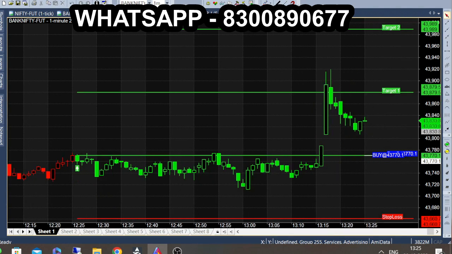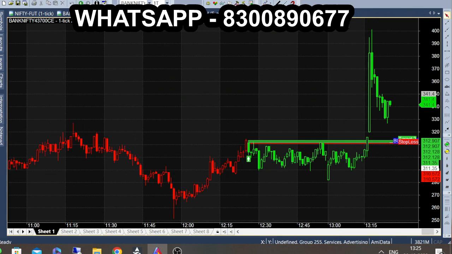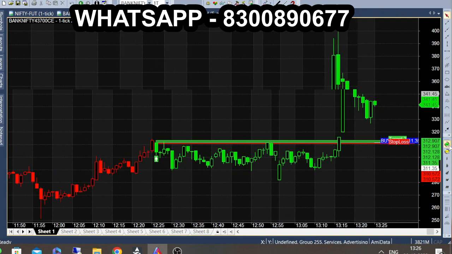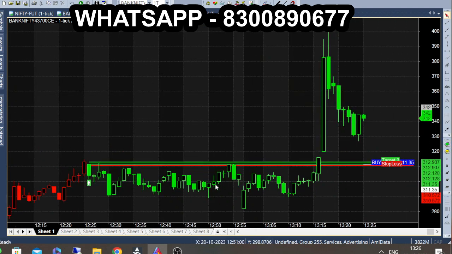43,700 call option. It's a direct call option chart. In this chart, at 311 a buy call was generated and the market broke out the 390 range during that first candle, and the next candle broke out the 400 range also. Like this, you can check in the option chart also.